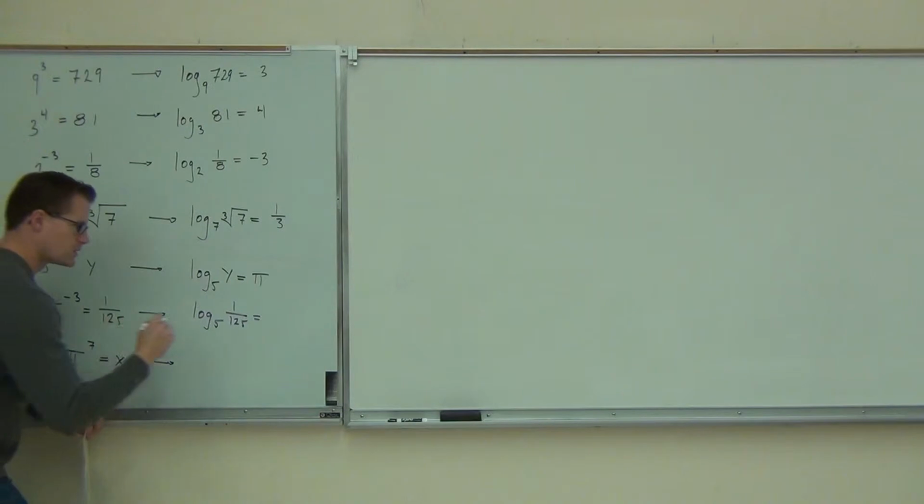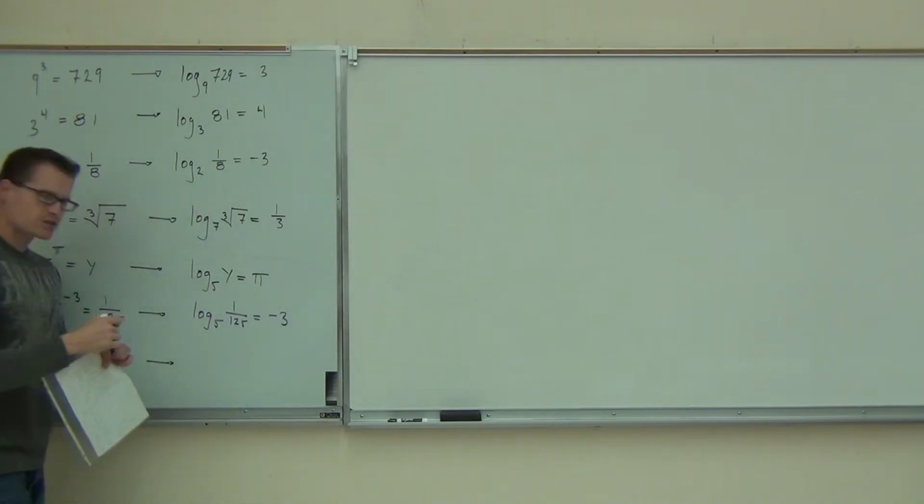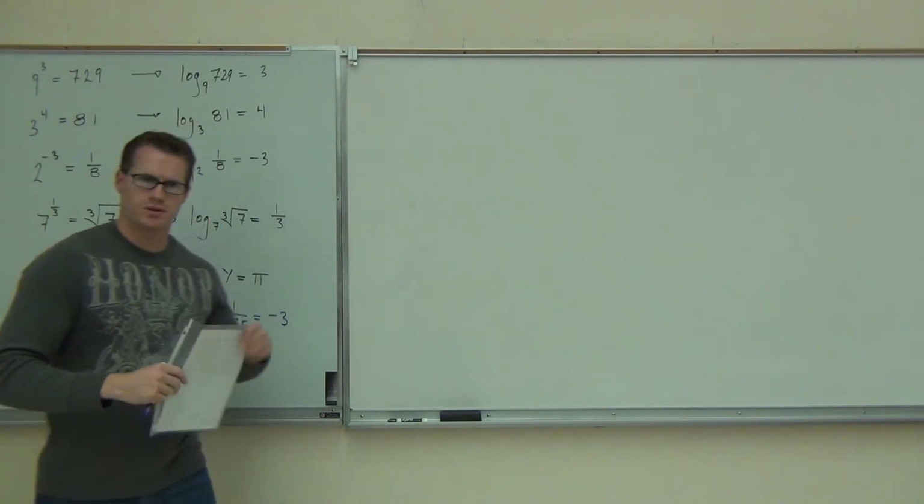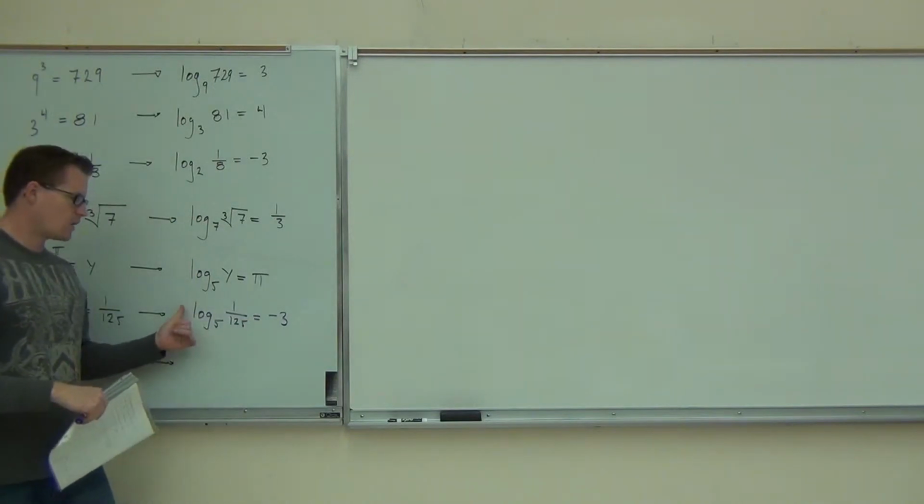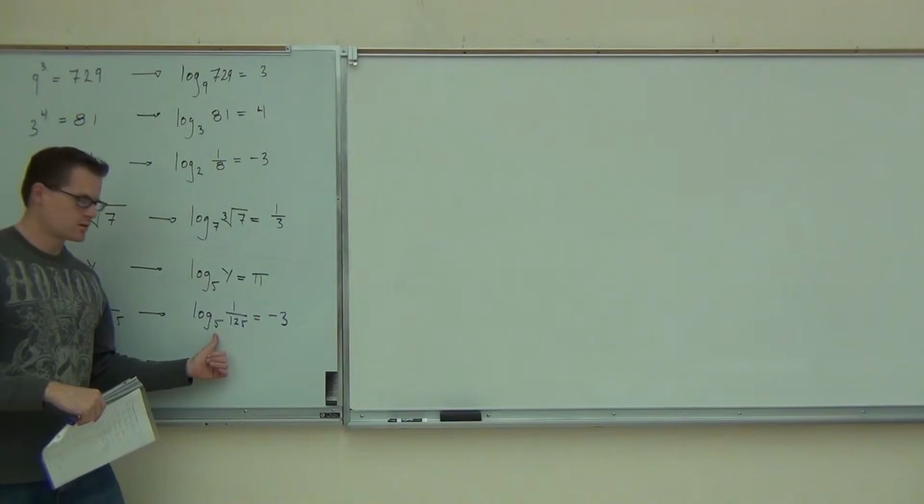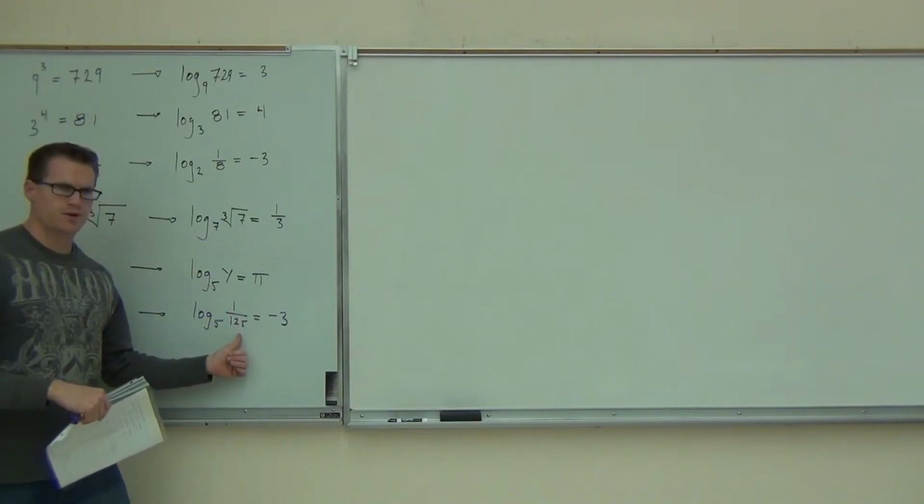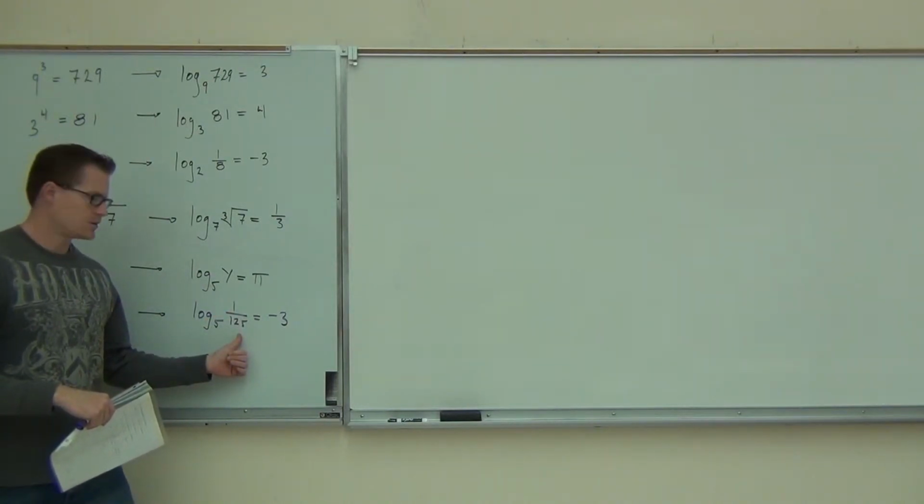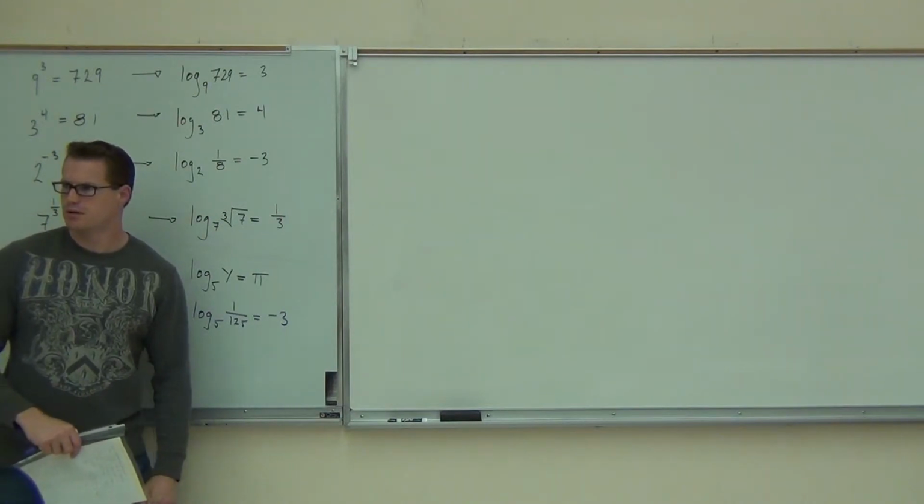Equals how much? Here's how you say this again. Practice this with me in your head. You'd say log base 5. Say it, say it. Log base 5, of 1 over 125 equals negative 3.